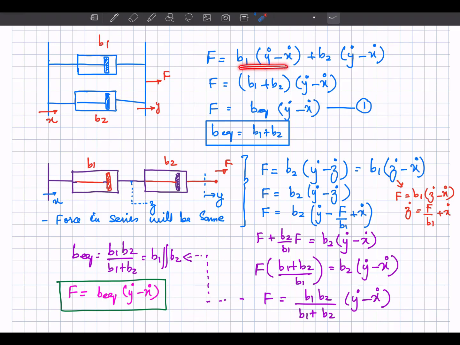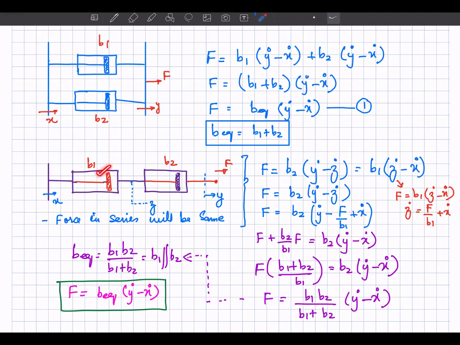This is the force over damper 1 and this is the force over damper 2. So if we take out Y dot minus X dot as common, we will be left with B1 plus B2, and this is said to be the equivalent damping constant. So when the dampers are in parallel, their damping constants are simply added up.